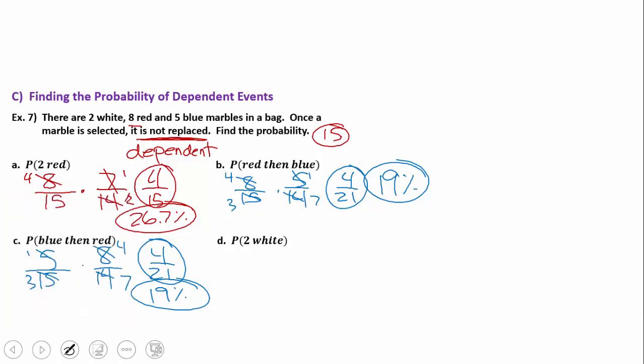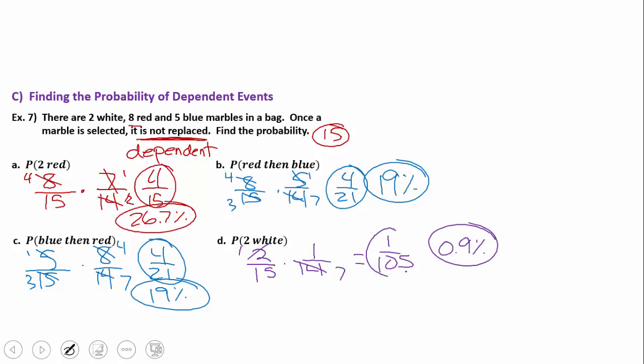Going to our last example for this problem, the probability of 2 white. There are 2 white marbles, so the first probability is 2 out of 15. And then I've already selected a white, so there's only 1 left, and I've taken a marble, so there's only 14. I can do some simplifying right here: 2 and 14 gives 1 and 7. And this equals 1 out of 105. We know that's going to be less than 1%, because 1 out of 100 would be 1%, and it's actually 0.9%. Just slightly less than a 1% chance of getting both of the white marbles.